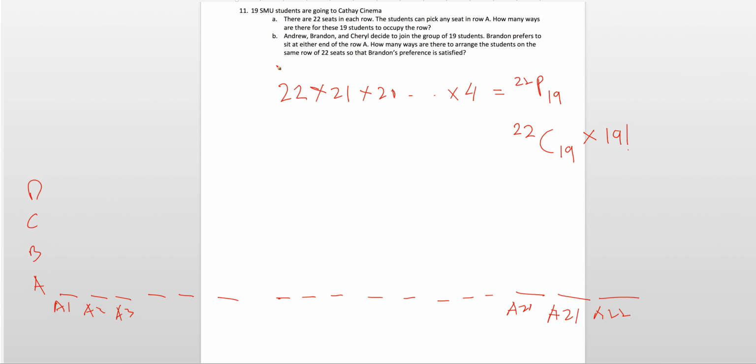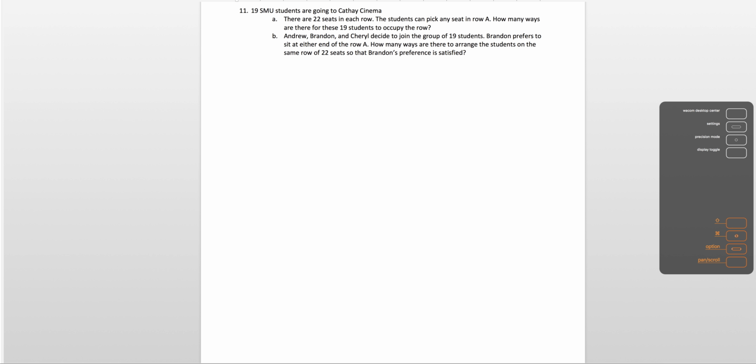Now for 11B, in this case, there are 3 more students, which are Andrew, Brandon, and Cheryl. They decide to join the group of 19 students. Now, Brandon prefers to sit at either end of the row A. Then we are now talking about how many ways there are to arrange the students. Again, we have the same number of seats, which is A1, A2, all the way to the end, which is A22.